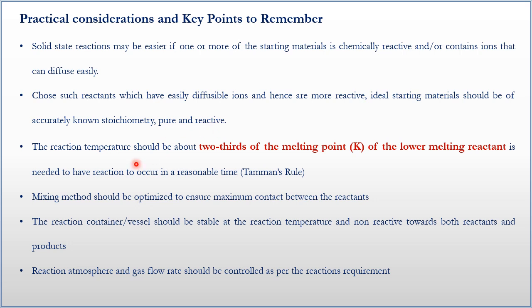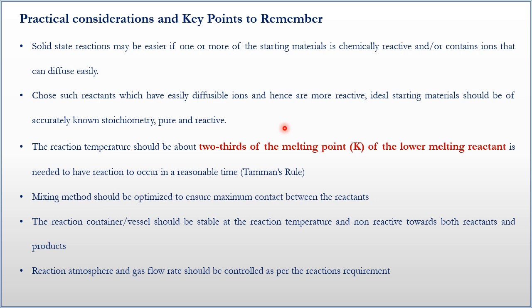The reaction temperature should be about 2/3 of the melting point of the lower melting reactant, so that the reaction can proceed in the manner as you desire. It is also called Tammann's rule. For example, if your reactant A and there is a reactant B, the temperature at which you have to heat A and B should be at least 2/3 of the melting point of A and B.